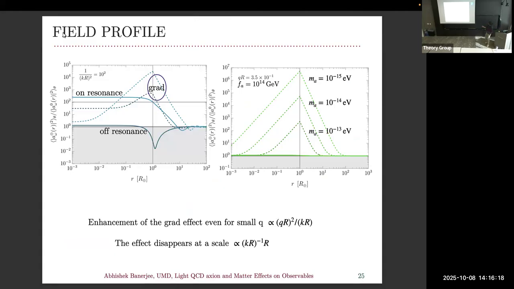And then you can also do the same thing. This will partly answer your question, how fast this effect dies off. You can do the same thing and you see that the effect disappears at a scale set by the de Broglie wavelength. So if you go, say, twice the Earth's size in these directions, we're not going to see anything. That's what the left plot is telling us.